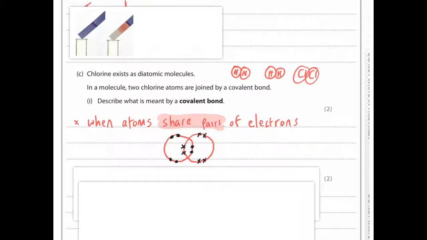So they both had 6. They needed 2 more electrons each, so because they needed 2 more, they share 2 pairs. So now these electrons count for both atoms. So here's again 2 pairs, but if we count them now, 1, 2, 3, 4, 5, 6, 7, 8. So now they each have a full outer shell.